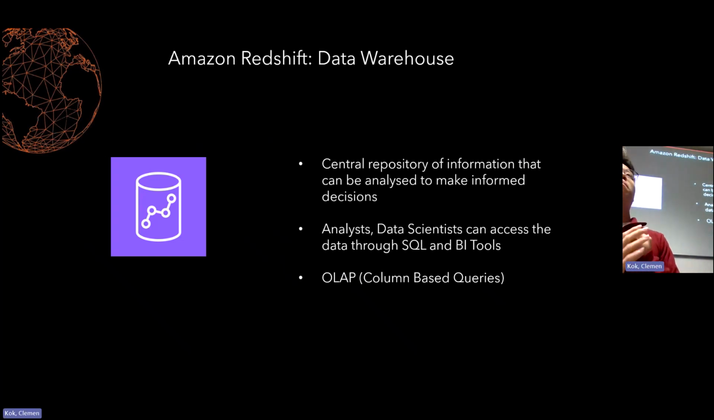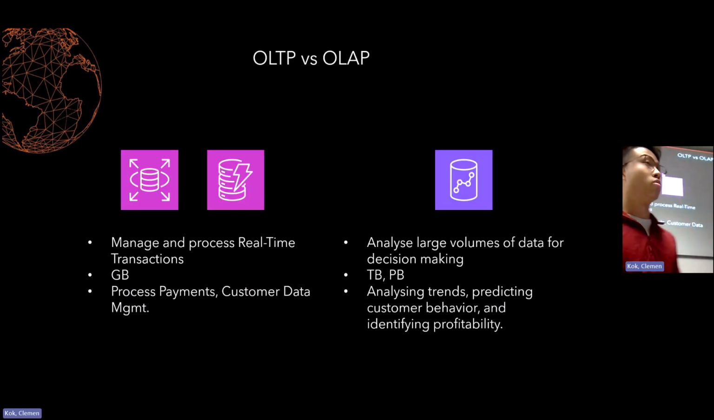Where OLAP and OLTP databases really differ is that OLAP is more column-based. It has to do with the way that data is stored within the database engine itself. You can Google the n-ary storage model, column-based and row-based storage models online, and find more theory on that. But basically, for column-based queries, you would use OLAP databases, whereas for row-based queries, for a single row in the database, you would use OLTP. This difference is displayed over here.